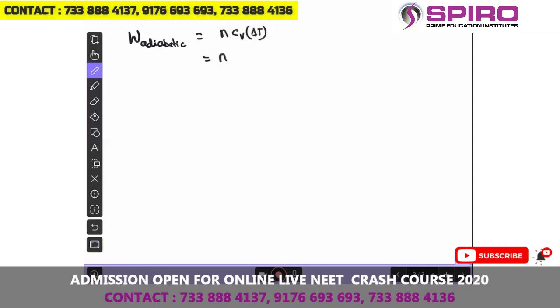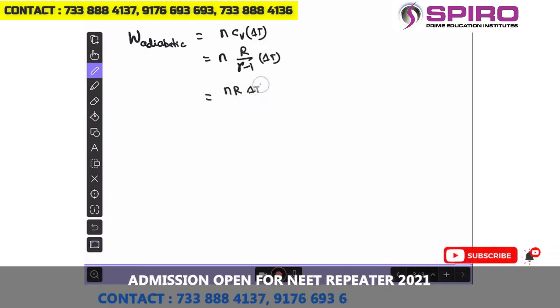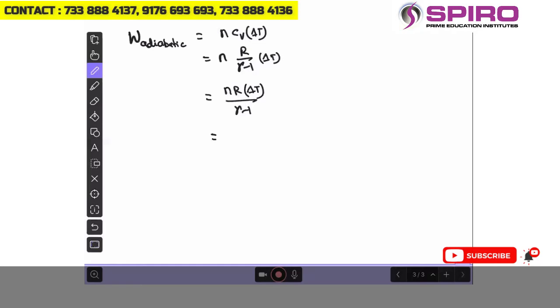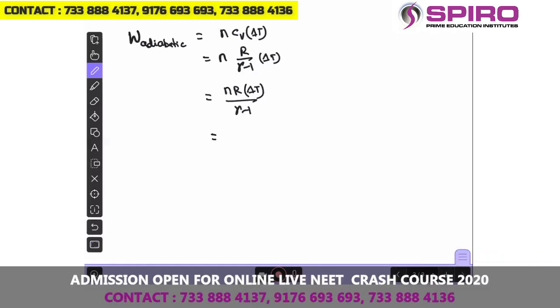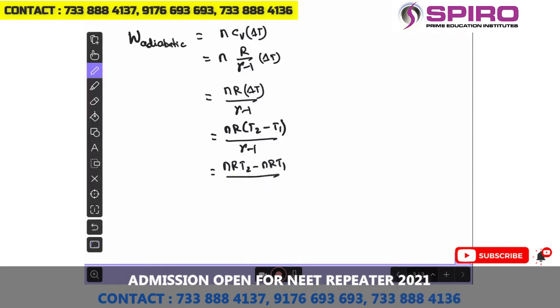Let me write n as R by gamma minus 1 into delta T. For a convenient form, it can be written as nR delta T divided by gamma minus 1. So what is nR delta T? Suppose the process is done between the temperatures T1 and T2, this becomes nR times the final temperature T2 minus T1, divided by gamma minus 1. So this can be conveniently written as nRT2 minus nRT1 divided by gamma minus 1.